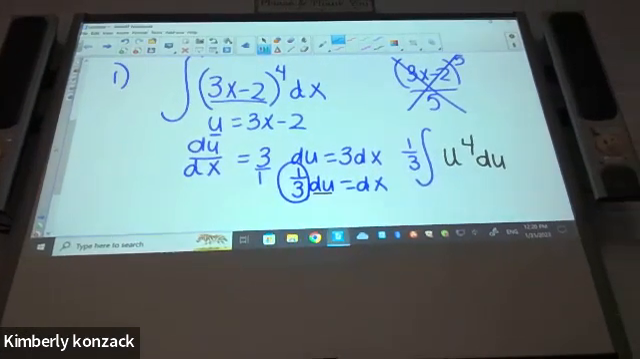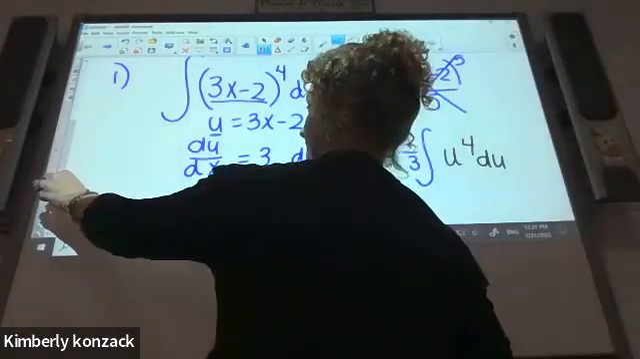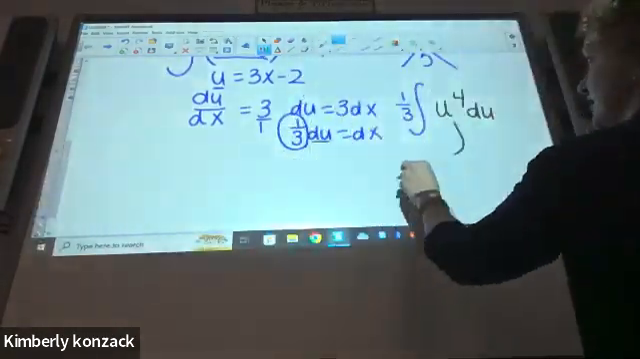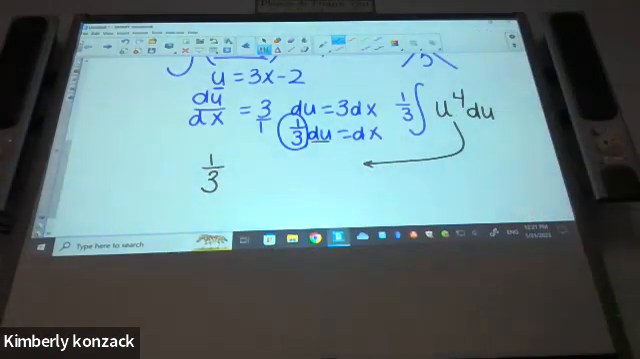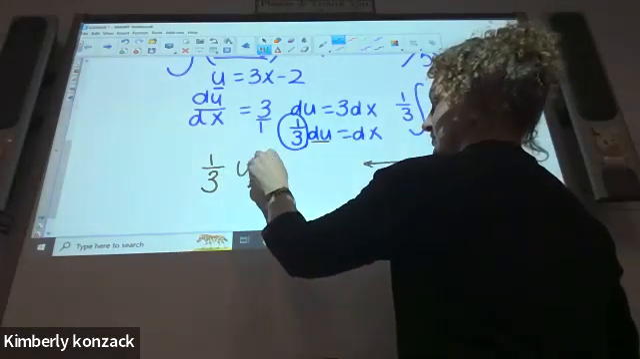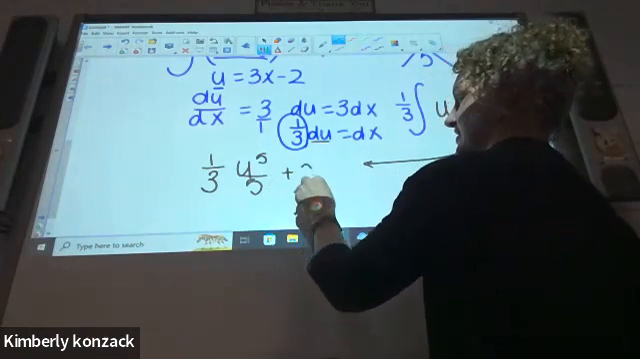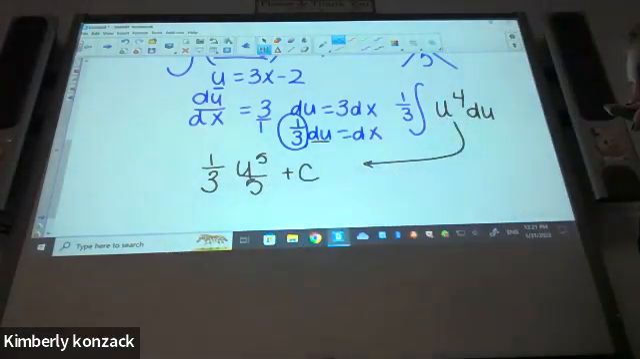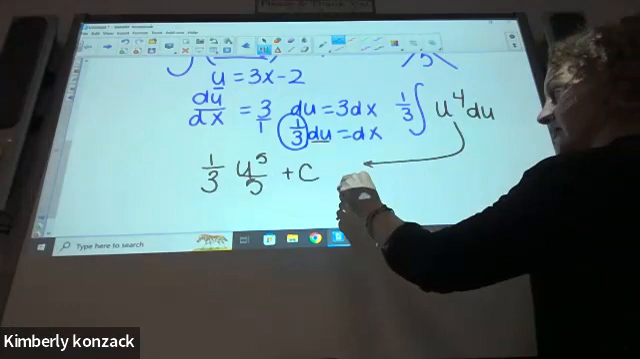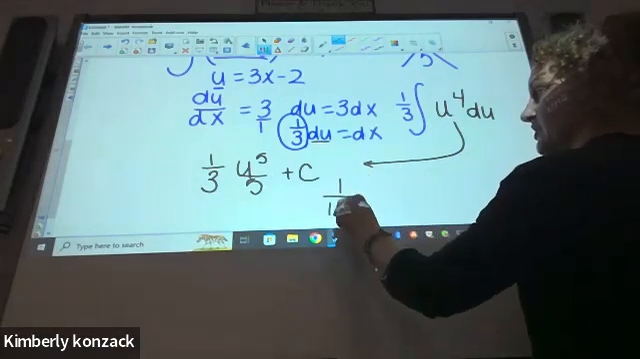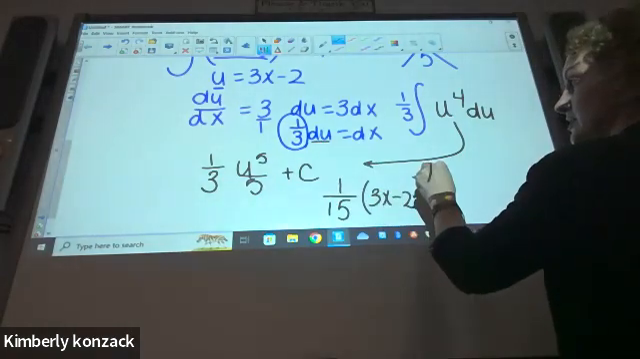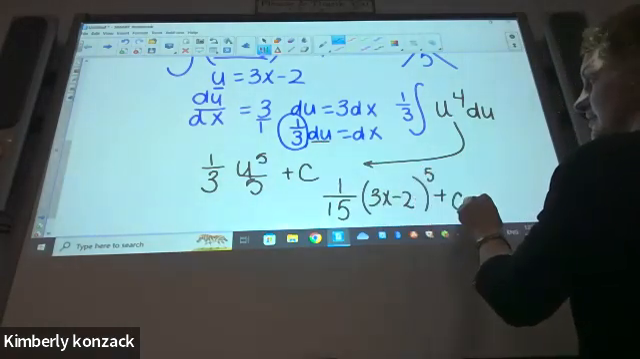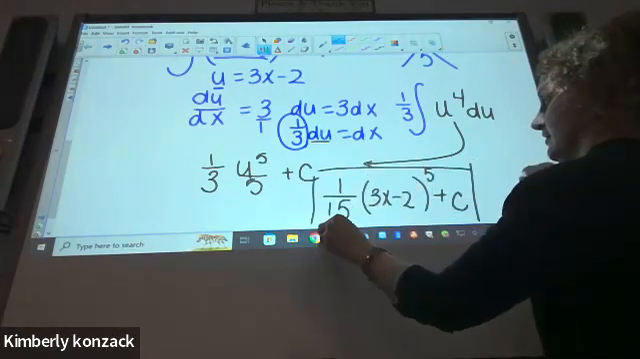All right, and now we could start the problem. From here, it becomes 1/3, and what's the integral now? u to the 5th over 5. Remember the plus c. And you just replace u. So 1/15, the u is (3x minus 2) to the 5th, plus c.